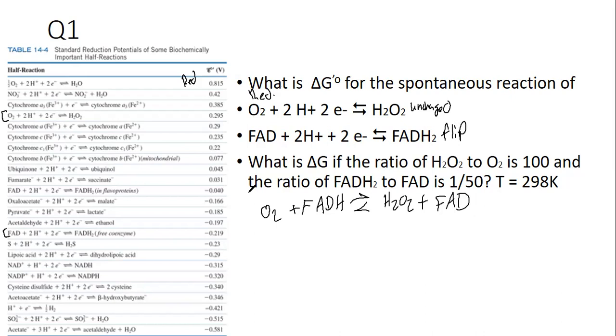So once we do that, we can calculate delta E. And delta E is what's being reduced minus what's being oxidized. So here, delta E is 0.295, that's oxygen, minus negative 0.219. So it's two minus signs because FAD is negative to begin with. And so that is 0.335. That's what I have written down in the answer key. And that is not 0.335. I don't know where I got the 0.04. Oh, I know. I see.